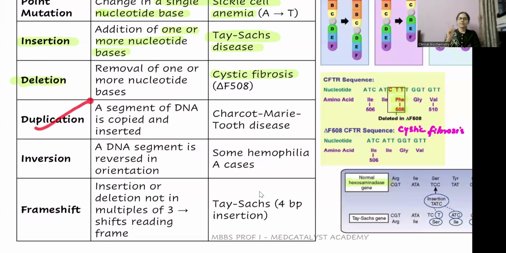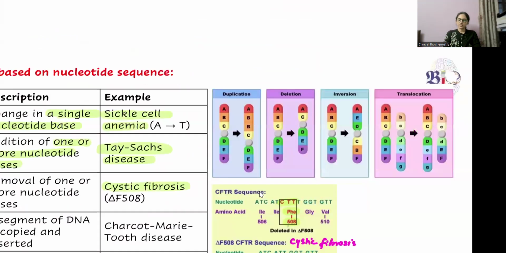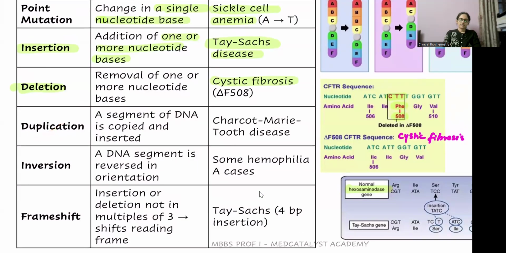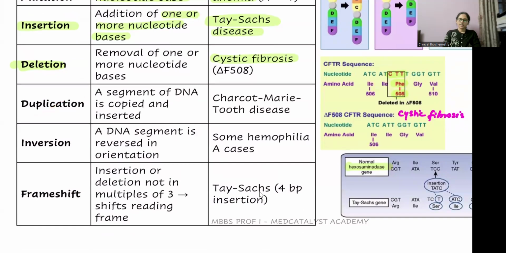Duplication means what? A segment of DNA is copied and inserted. That is duplicated. Right? So look at this picture, you'll be able to find out this B gene is duplicated and inserted in between. So this is duplication. An example for this is going to be Charcot-Marie-Tooth disease, duplication.